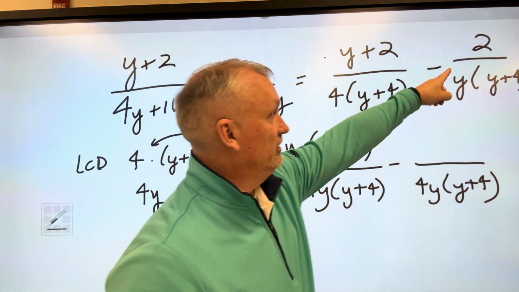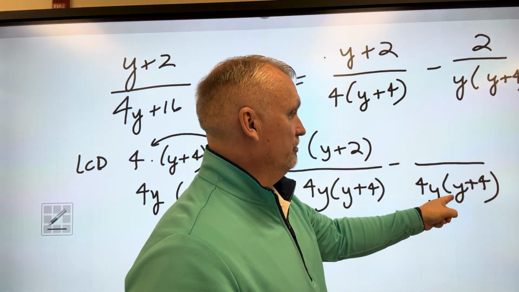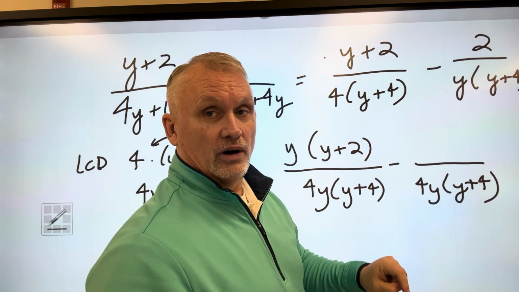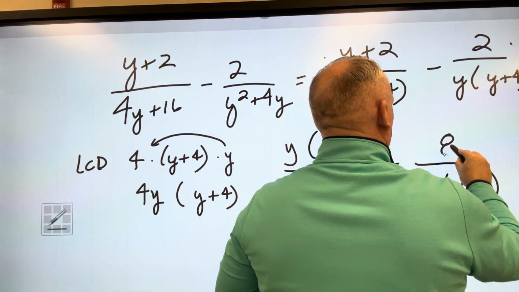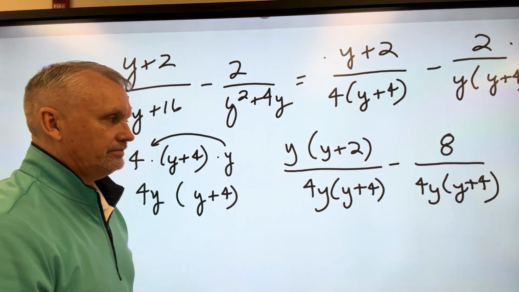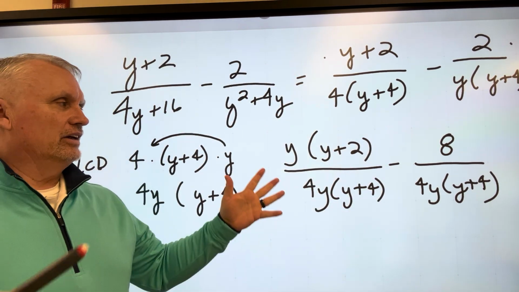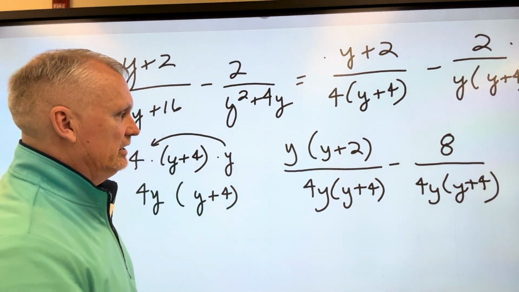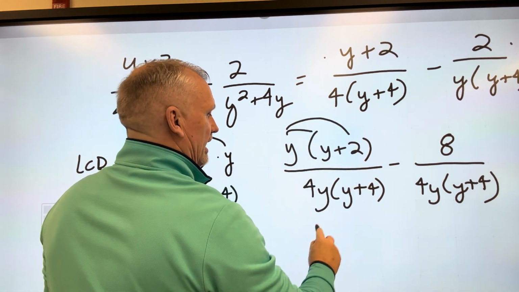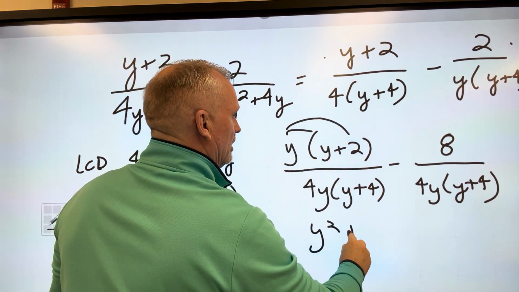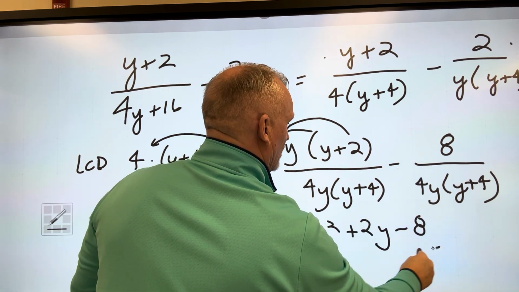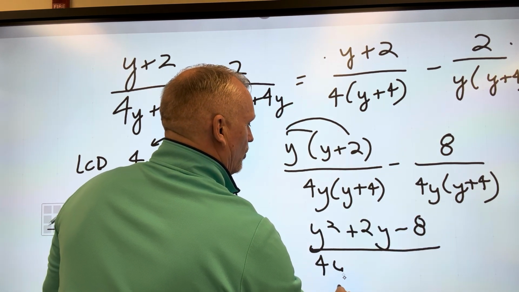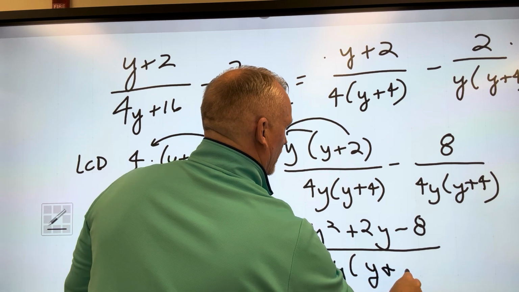What is this guy missing? Well, hopefully you say it's missing the 4. So I multiply that by the top, which is 8. Now to clean this all up, distribute that. Y squared plus 2y minus 8 all over 4y, y plus 4.